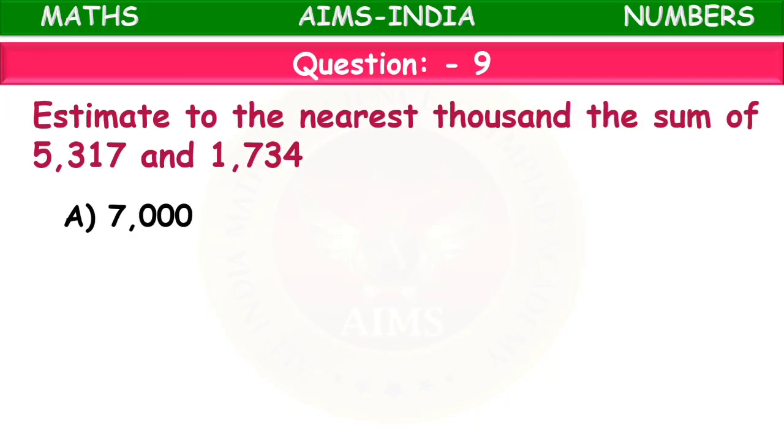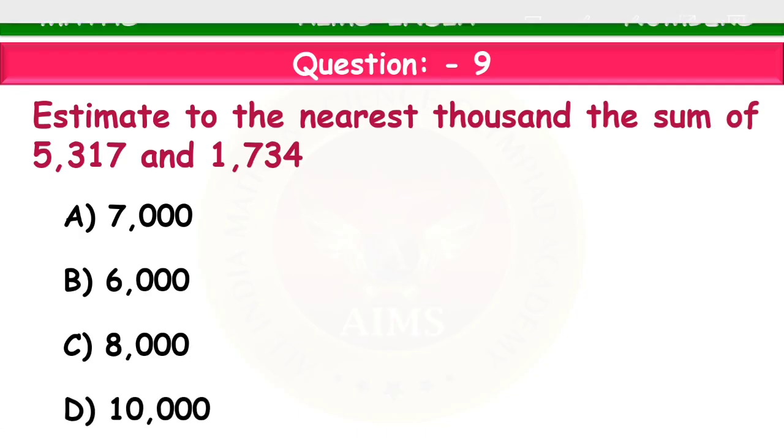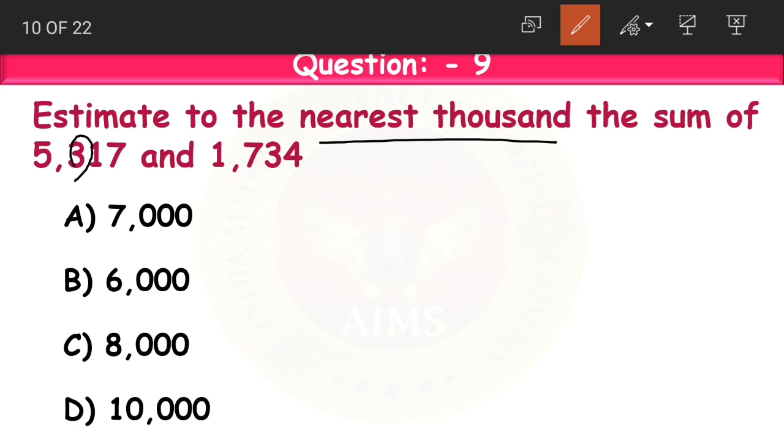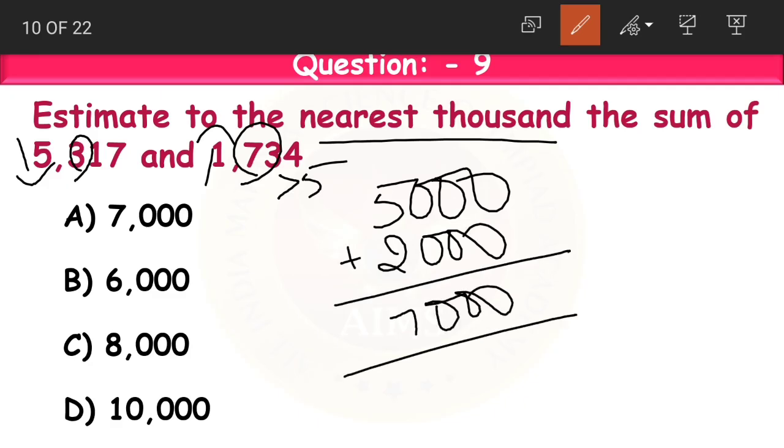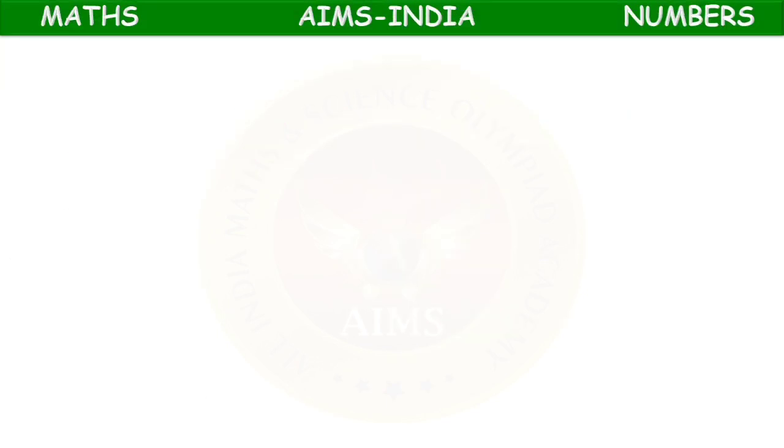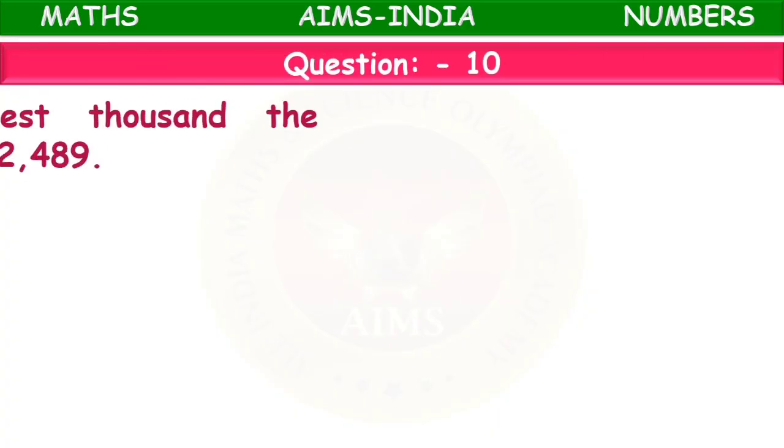Estimate to the nearest thousand the sum of 5,317 and 1,734. Options are A, 7,000, B, 6,000, C, 8,000 and D, 10,000. Now again nearest thousands. Here 3 is less than 5. So it will be rounded down. It will become 5,000. Now here 7 is greater than 5. So it will be rounded up. It becomes 2,000. Now when we add these two, the answer is 7,000. So what is the correct answer? Option A, 7,000. Yes students? Yes. Moving on to question number 10.